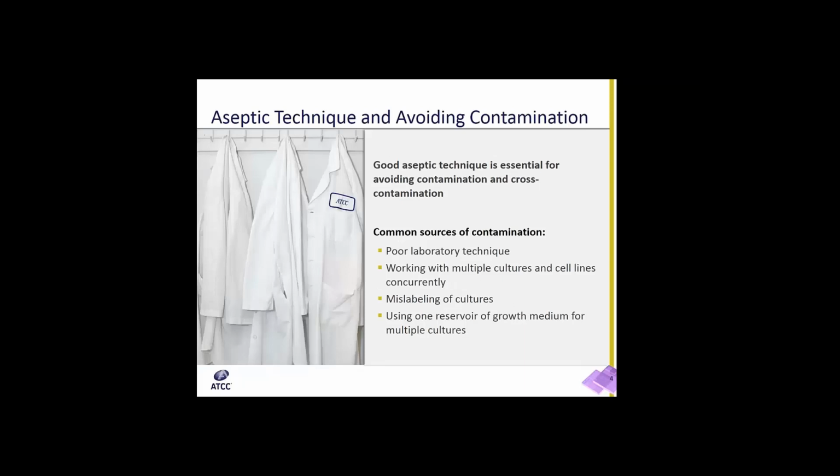Aseptic technique and avoiding contamination. Good aseptic technique is essential for avoiding contamination as well as cross-contamination. As not much emphasis is usually placed on teaching the art of cell culture, inadequate training has led to many failures. Common sources of contamination include poor laboratory technique, working with multiple cultures and cell lines concurrently, mislabeling of cultures, as well as using one reservoir of media for multiple cultures.